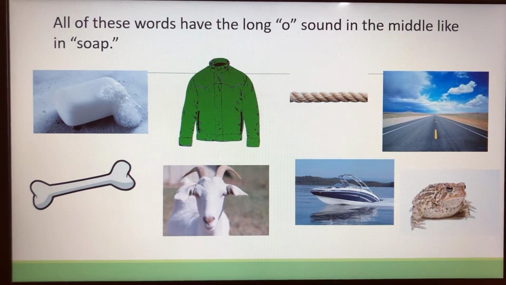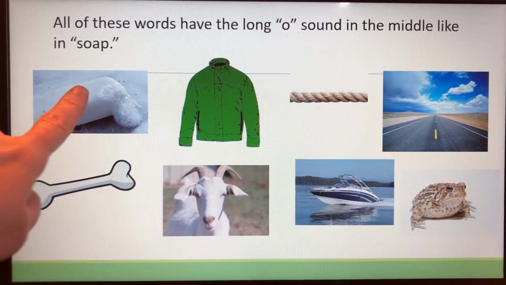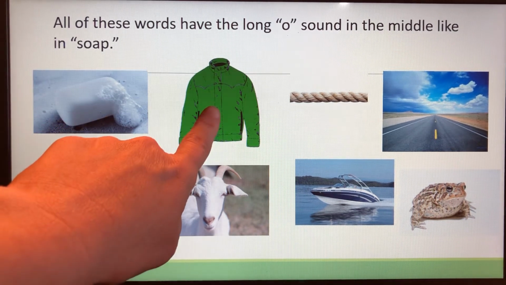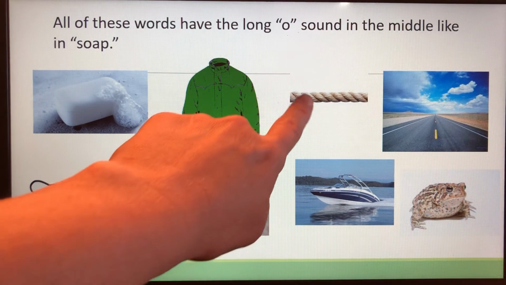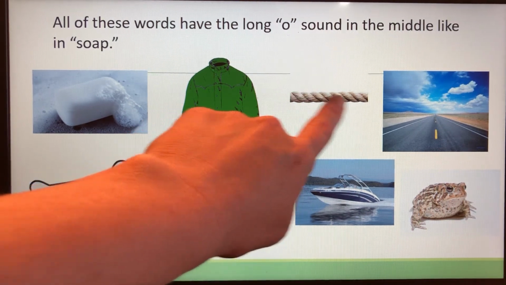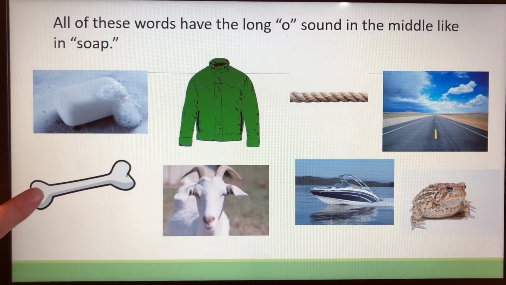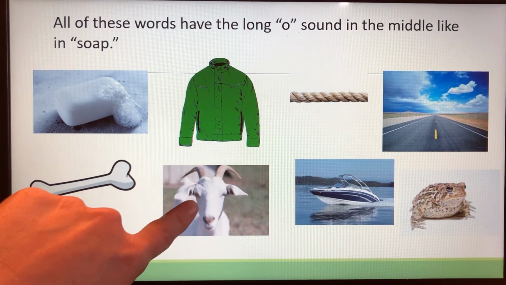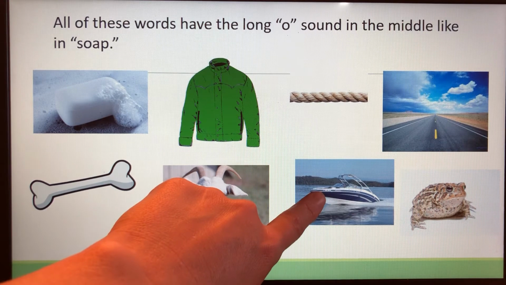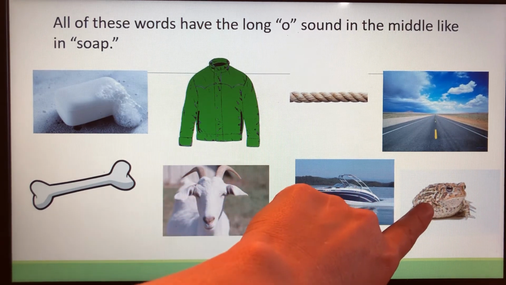All of these words have the long O sound in the middle, like in soap. O says its name. Soap, coat, rope, road, bone, goat, boat, toad.